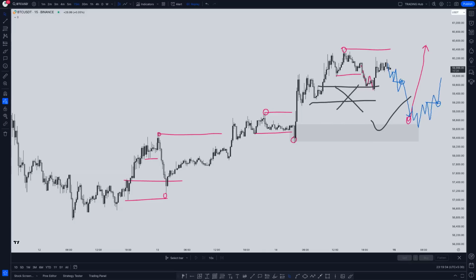Previous entry. In a previous entry, I already mentioned that market took out the liquidity, sorry, broke the structure, took out the inducement, mitigated the unmitigated order flow, and then we can plan for the sell. Simple.